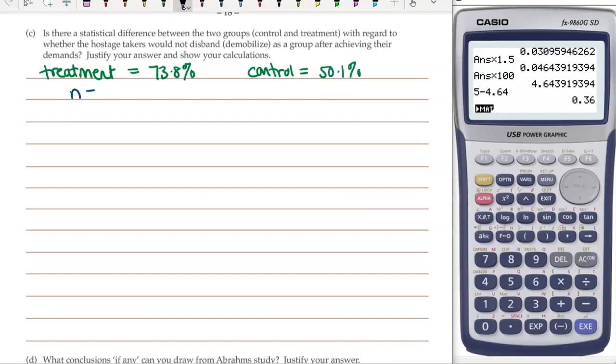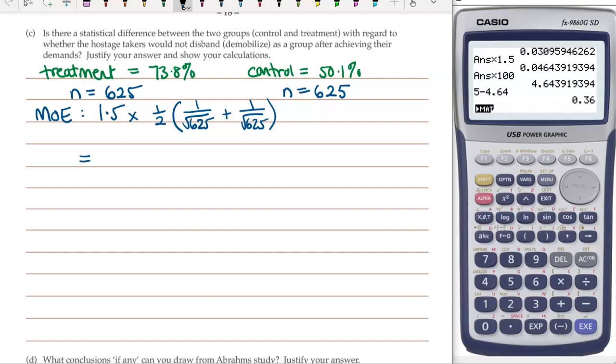Now, we were told that there were 625 in each of these groups, and they are 2 independent groups. So the margin of error is going to be, if we're comparing the difference of these two, it's 2 independent groups, so it's 1.5 times the average margin of error, so that is half of 1 over the square root of 625 plus 1 over the square root of 625 for those 2 groups. So that is 0.06 or 6%.